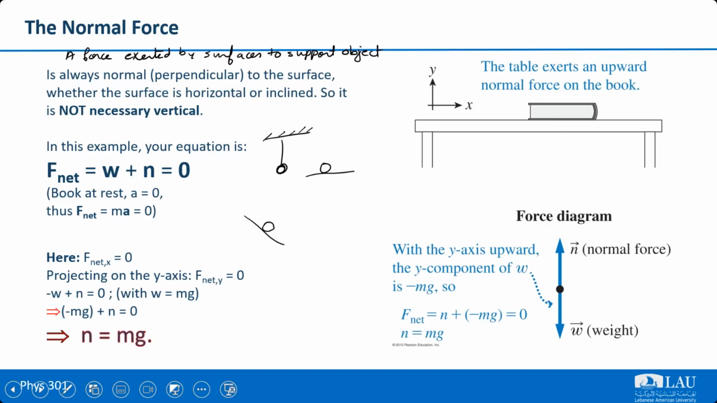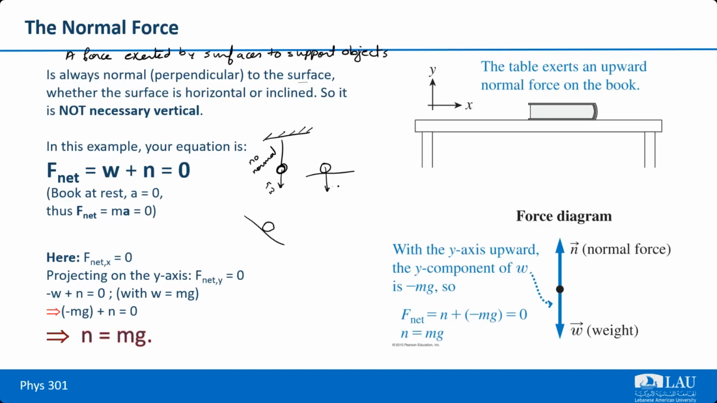So our second force is the normal force, which is the force exerted by surfaces to support objects that are in contact with the surface, essentially. It is always normal to the surface, whether the surface is horizontal or inclined. It's not necessarily vertical. Namely, I want you to see our three figures here. In figure 1, there is no normal force because there's no surface supporting the object. I'll just draw the weight force.